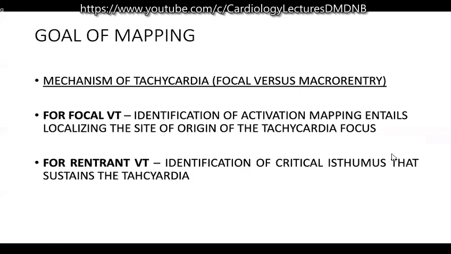So what is the goal of the mapping? You have taken a ventricular tachycardia patient who is refractory to drug therapy. First is to identify the mechanism of the ventricular tachycardia, either focal or reentry, as I described above. Because for a reentry ventricular tachycardia, your first and foremost job is to identify the critical isthmus. As I said earlier, the critical isthmus is a very vital structure. If you target the critical isthmus, which is very small and easily ablatable, you can cure the patient of ventricular tachycardia. That is the purpose of my mapping in the case of reentry VT.